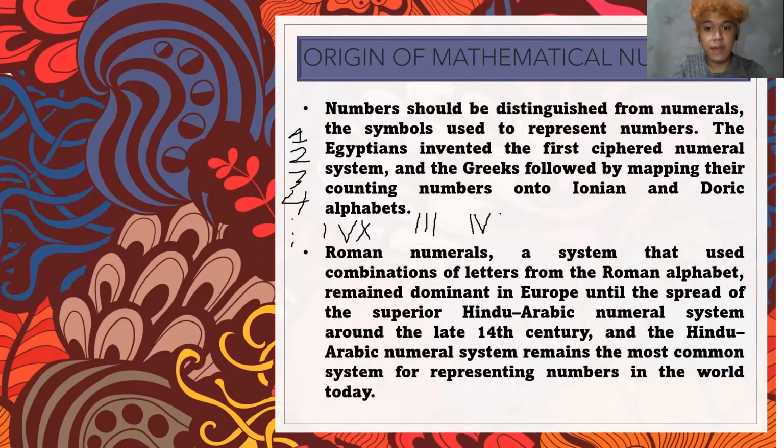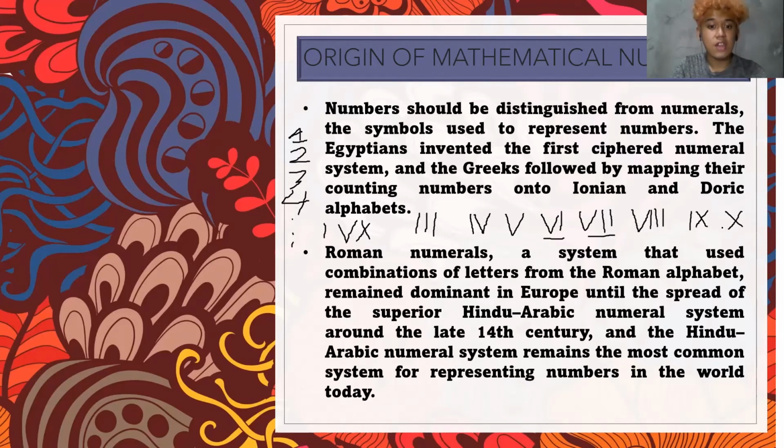The next is number 5. We use the letter V. The next one, number 6, is the letter V plus I. This is the number 6. The number 7 is the letter V and II. Number 7. The next is number 8, which is the letter V and III. For number 9, we use I and X. And for number 10, we use X. So moving on.